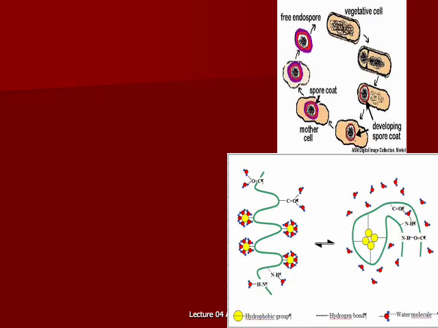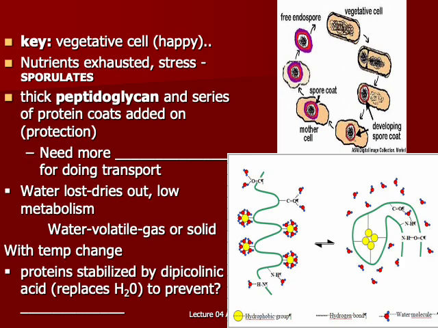What's the process like going from a normal cell to a spore for gram positives? So you start with originally a happy cell. It's vegetative. So we say it's a vegetative cell. The nutrients get exhausted. It's running out of food. There's some kind of stress, temperature. It says, okay, if I don't form a spore, I'm going to die. So I'm going to go into the spore state. To do that, it creates a lot of peptidoglycan and lots of protein coats, and it adds those to the surface.